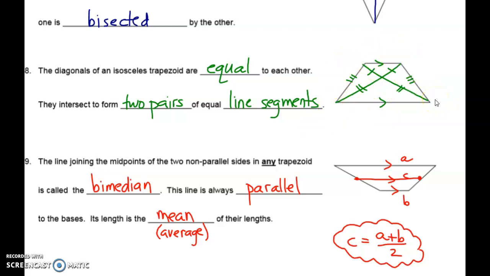Okay? So the diagonals of this isosceles trapezoid will always be equal to each other in length. They will intersect each other to form two pairs of equal line segments. So this equals this equals this, but they do not bisect each other.